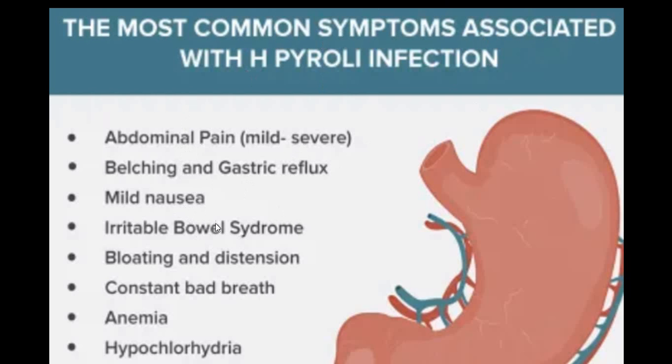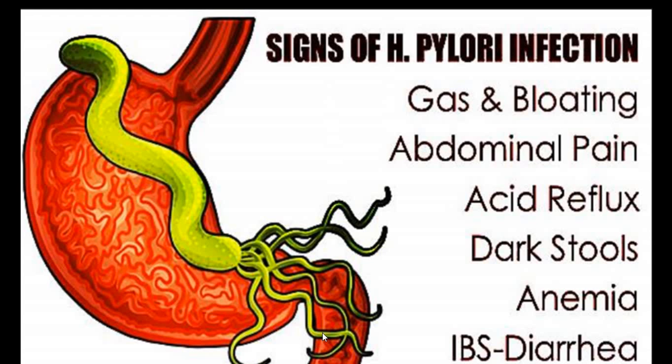H. pylori infection is also seen in a person with irritable bowel syndrome, or in short IBS. Bloating sensation, distension, bad breath, anemia, and sometimes a chronic infection can also produce hypochlorhydria. So gas, bloating sensation, abdominal pain, acid reflux, anemia, and IBS of the diarrhea variety are more common as compared to constipation.